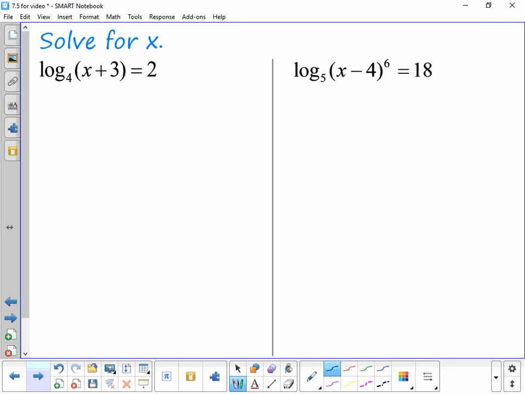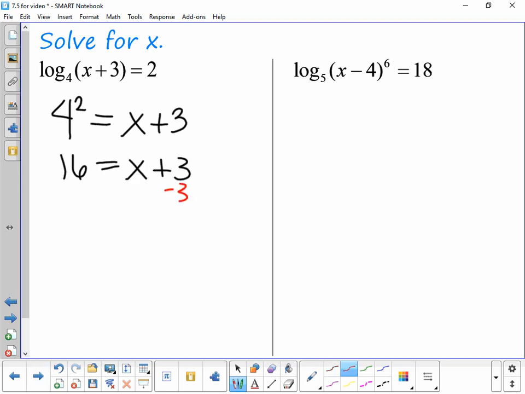So let's work on these two. We have the log base 4 of x plus 3 is equal to 2. If we rewrite that equation, it would be base 4 raised to the power 2, so we're writing it as an exponential, and that would be equal to x plus 3. Well, 4 squared is exactly 16, so 16 is equal to x plus 3. And to solve for x, we would just subtract 3. So we have 13 is equal to x.